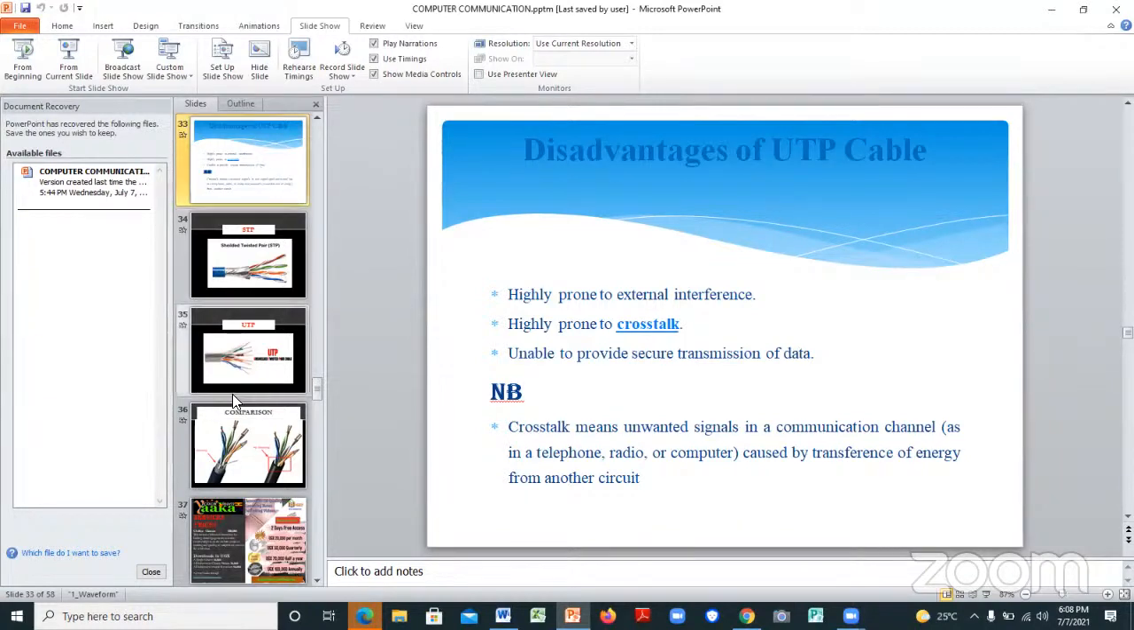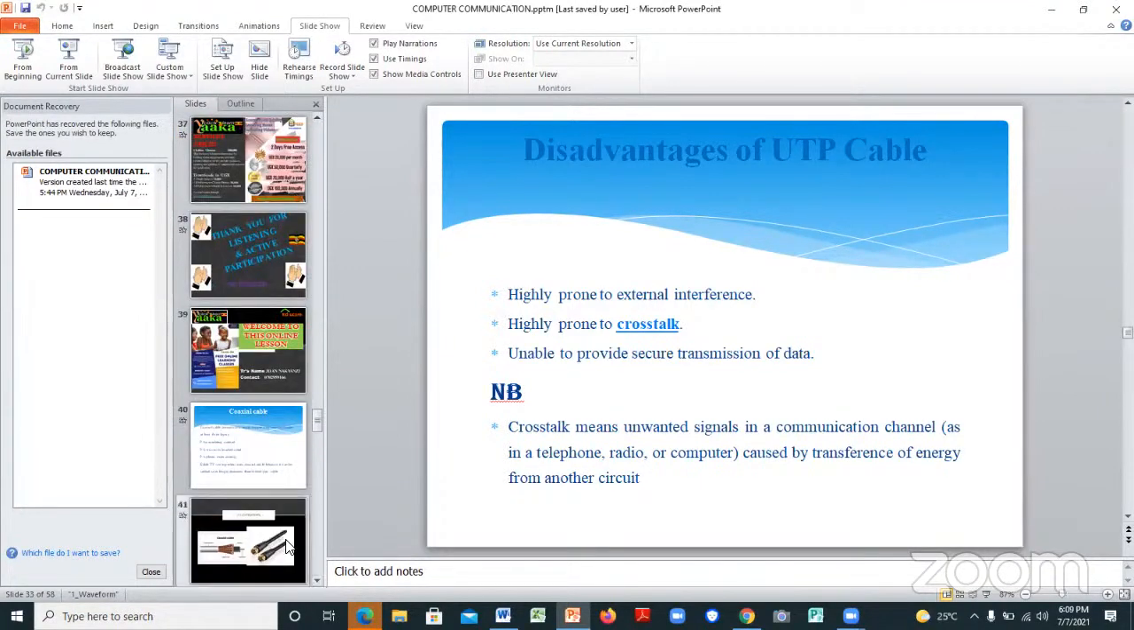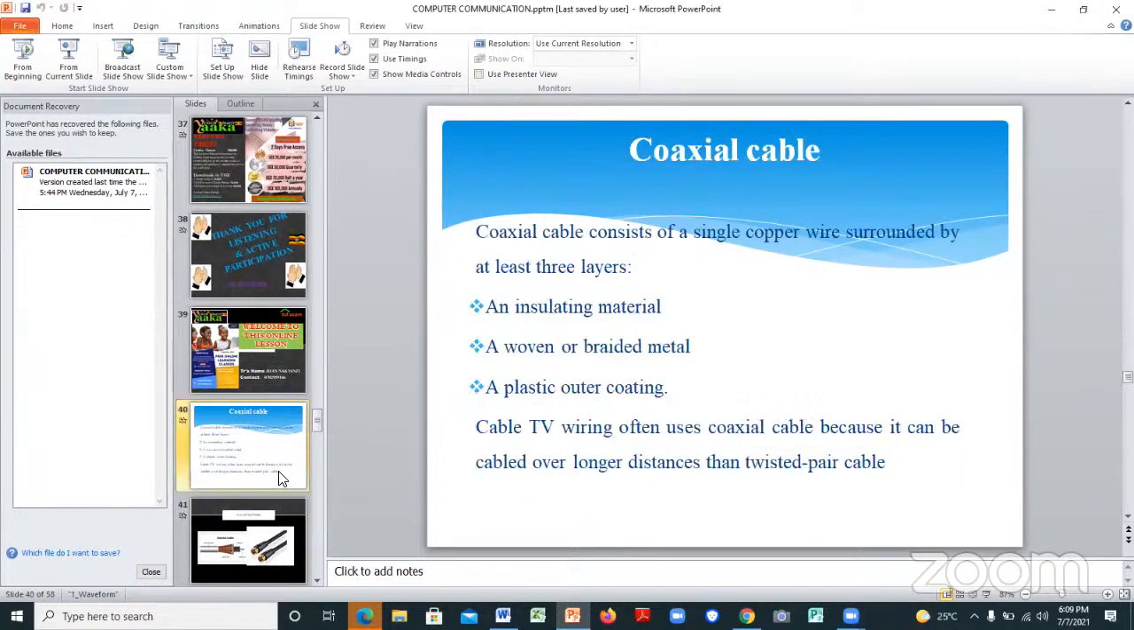So then we also looked at the coaxial. UTP and STP, those are twisted. Then the coaxial cable, briefly, we said that this is made out of copper and it is a single copper wire. It has very many layers. It has three layers, and these layers are going to make the cable heavy. So you expect coaxial cables to be heavy.